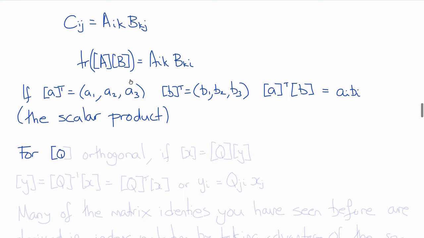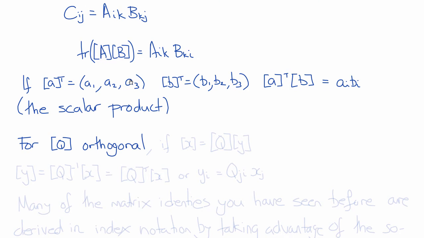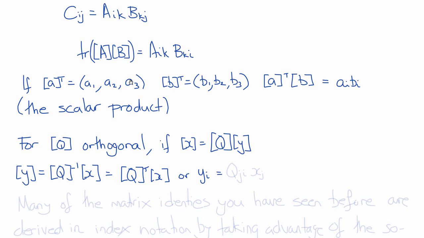If Q is orthogonal, and we multiply Q by y to get x, then we must be able to say that y is Q inverse x, which would be Q transpose x. Or in other words, yi equals Qji xj. So notice now the summed index is the first index of Q rather than the second, because this is the matrix multiplication Q transpose times x, not Q times x.